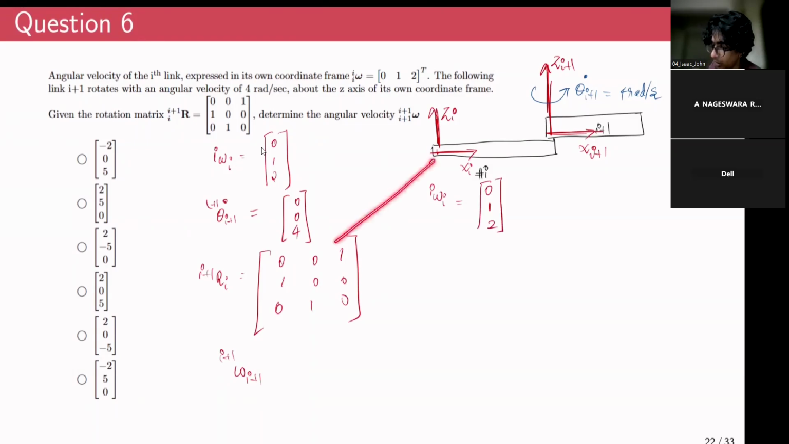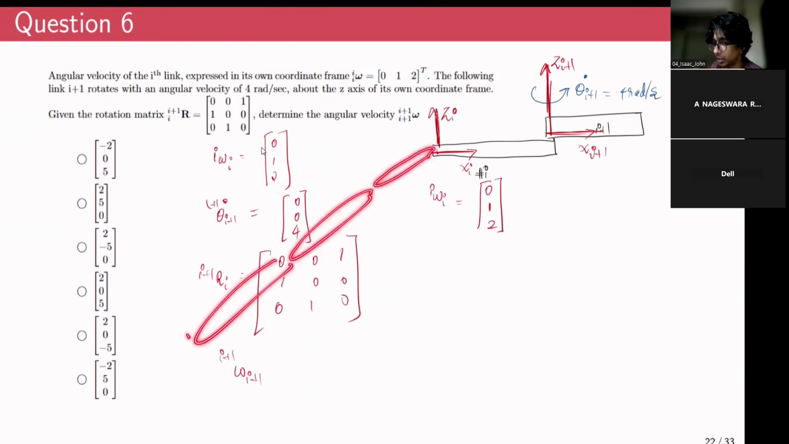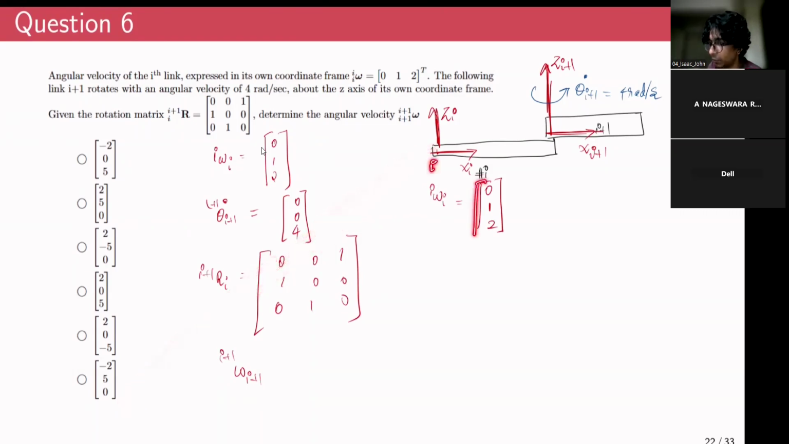This could be due to the previous links, maybe I minus 1. The effect of the previous links accumulated at the link I would give you a vector of 0, 1, 2. That's what it basically means. So what is the angular velocity omega I plus 1 with respect to I plus 1? How do we do that?